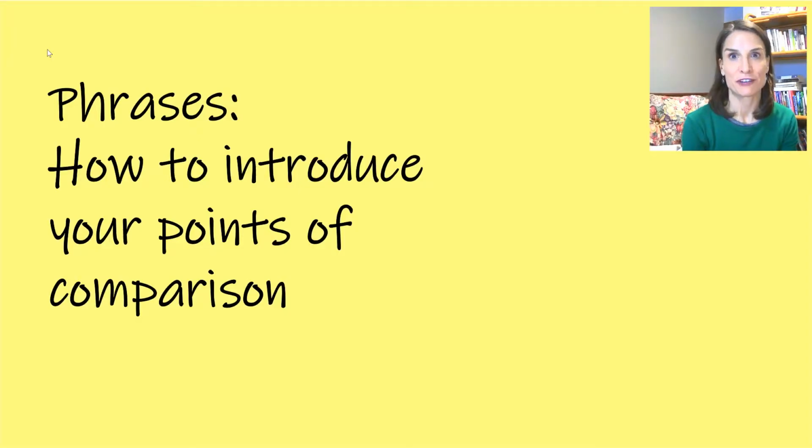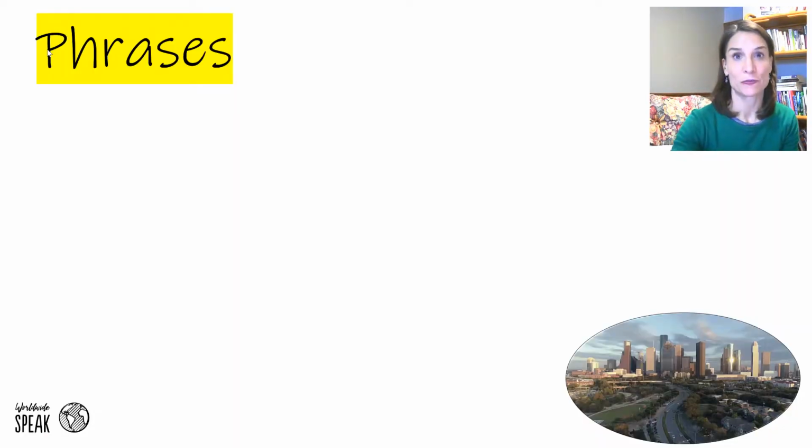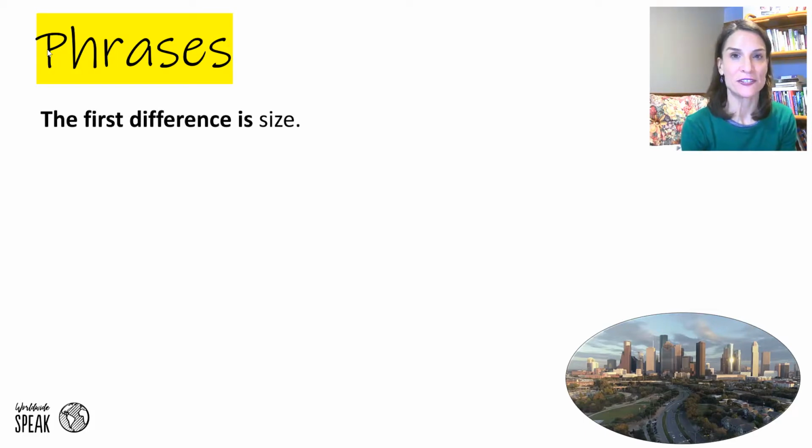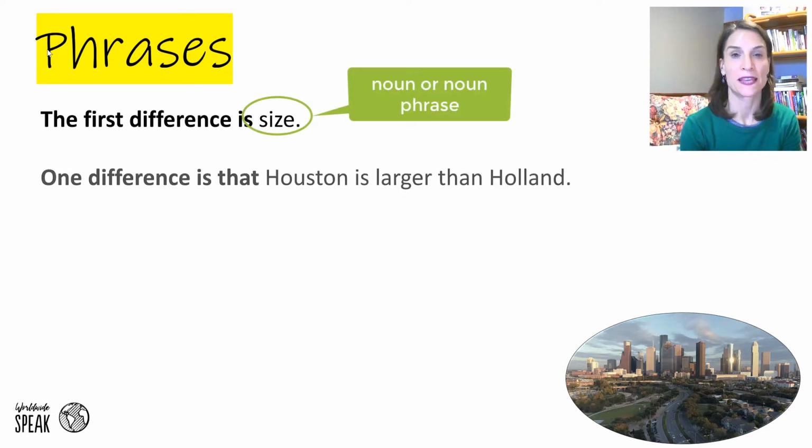So now let's look at a few phrases that you can use to help organize the things that you are comparing in your essay or your paragraph. How about this? The first difference is the size. If I'm going to be listing differences, I might start with a phrase like this. The first difference is the size. So notice that I'm using "is", and then after that I do have a noun. If I want to make a longer phrase, then I'm going to make it like this. One difference, or it could be the first difference, those are equal. One difference is that Houston is larger than Holland.